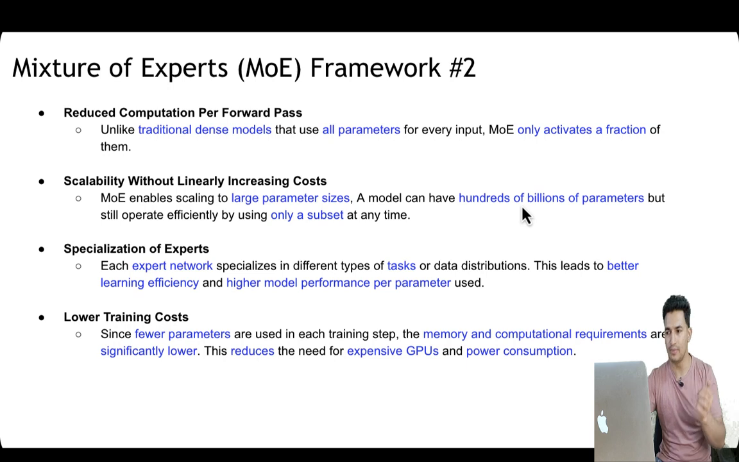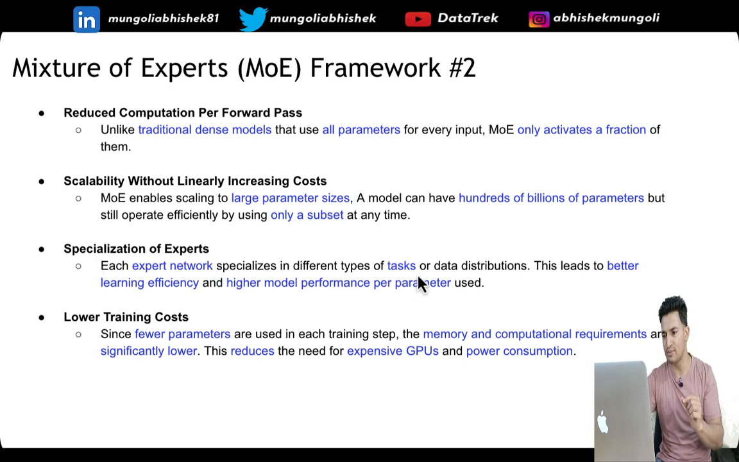A model can have hundreds of billions of parameters but still operate efficiently by only using a subset of the model at any time. And there's the specialization of experts. Each expert specializes in a different type of task or data distribution. This leads to better learning efficiency and higher model performance per parameter used.